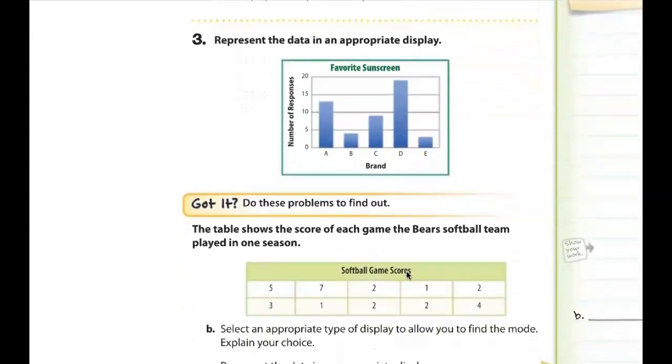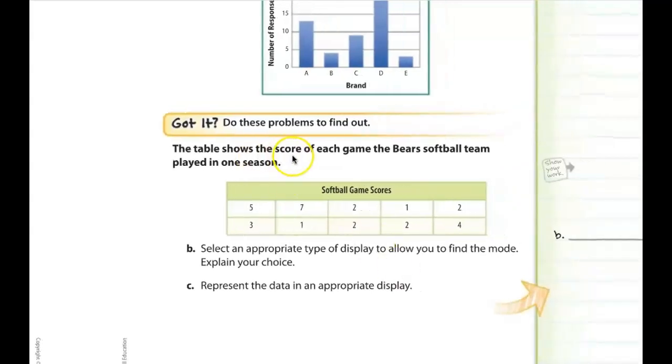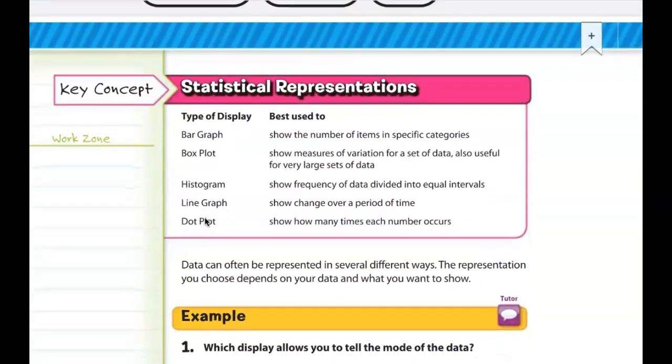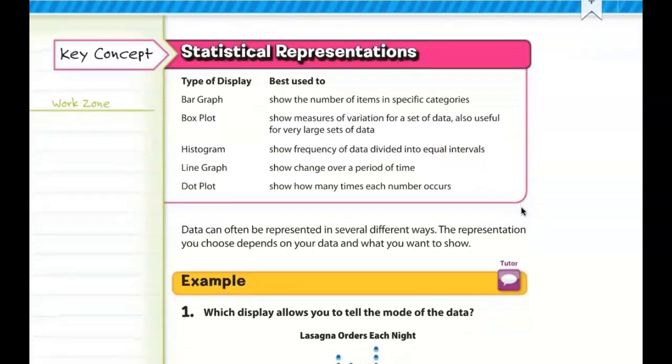Okay, so for our practice question, it says the table shows the score of each game the Bears softball team played in one season. So we have kind of a scattered table of data. It says to select an appropriate type of display that allows you to find the mode and explain your choice. Okay, so if we come over here, is it going to be bar graph, box plot, histogram, line graph, or dot plot? So review these definitions that describe what these displays show. Tell me which one will show the mode most easily.